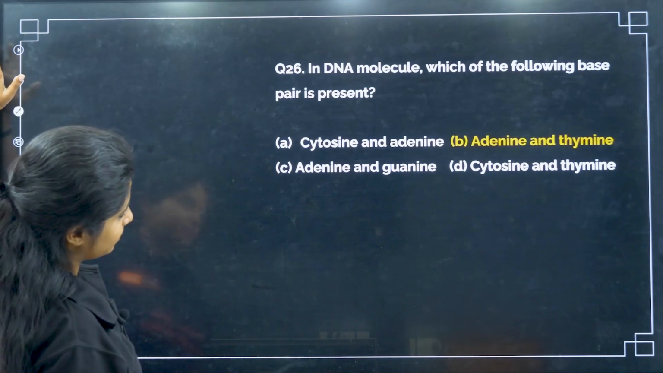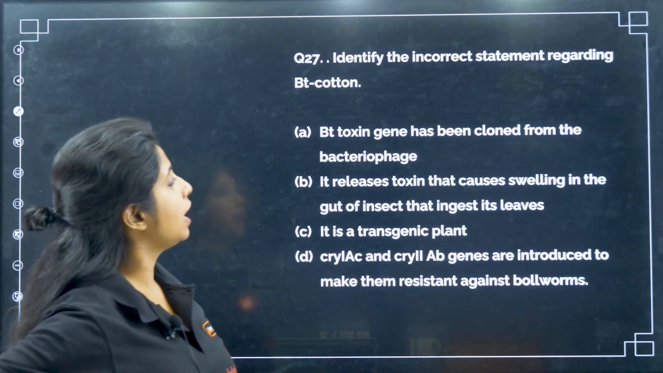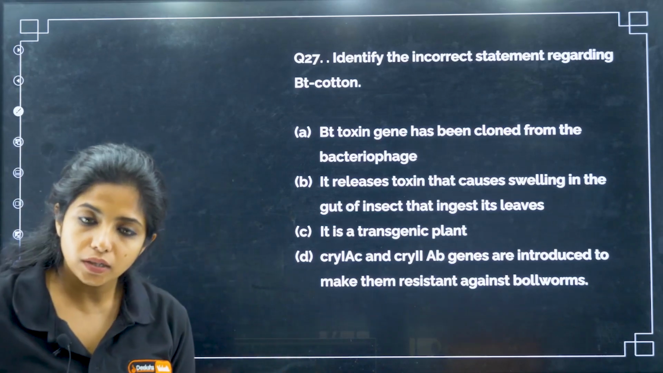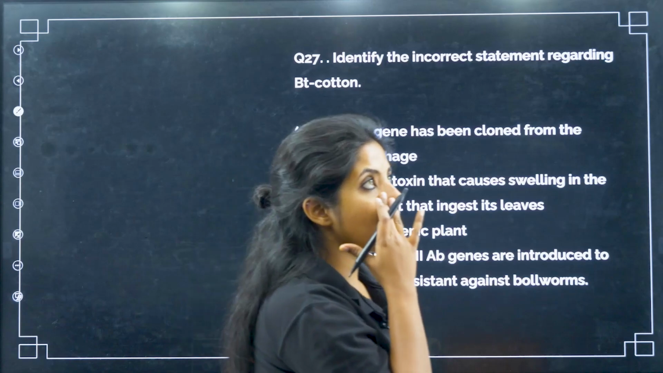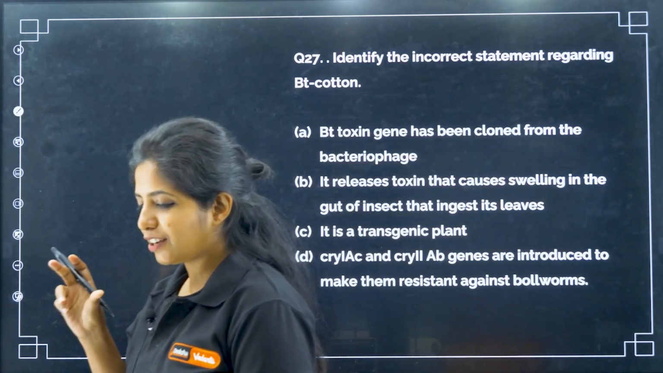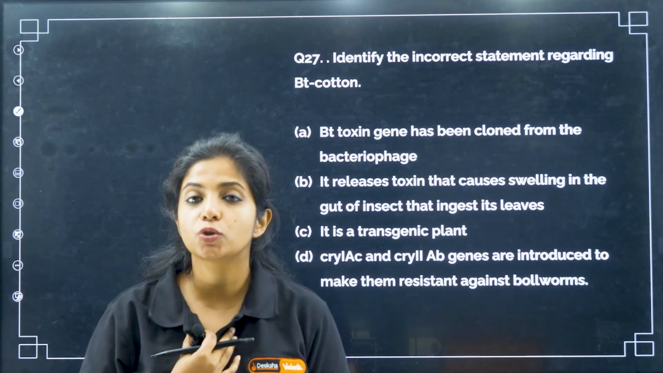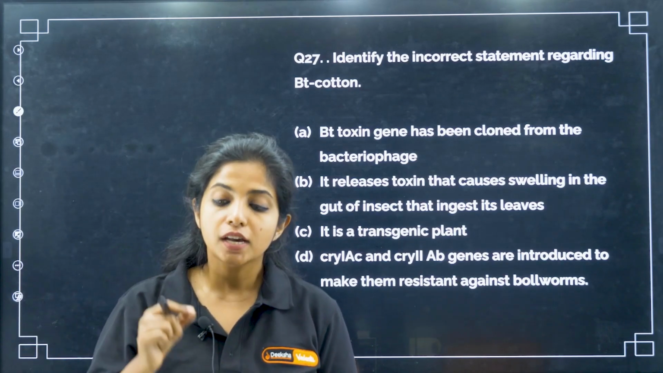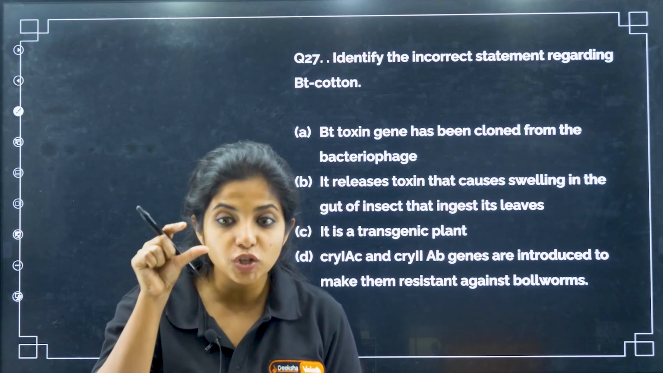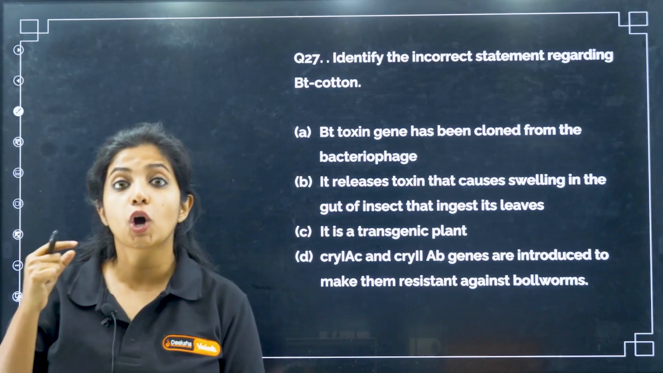Now, identify the incorrect statement regarding Bt cotton. What is Bt cotton? Bt cotton is basically where I am going to put a gene, the Bt gene, or basically the cry gene. I am getting it from a bacteria whose name is Bacillus thuringiensis, Bt. From Bacillus thuringiensis, I am going to take a gene, that is the cry gene, which is responsible for production of toxins.